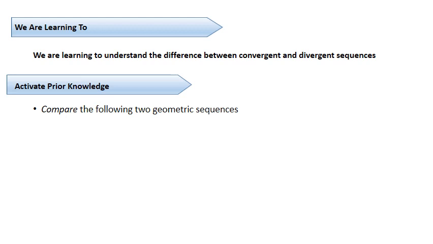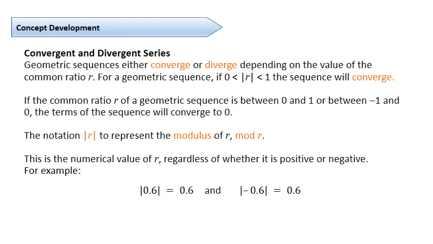Okay, this is now Unit 1, Topic 5, Subtopic 1.3, and we're learning the difference between a convergent and a divergent series. Convergent and divergent series. Geometric sequences either converge or diverge. Now let's take a look at what these two mean. Converge means goes to 0. And diverge means goes to infinity.